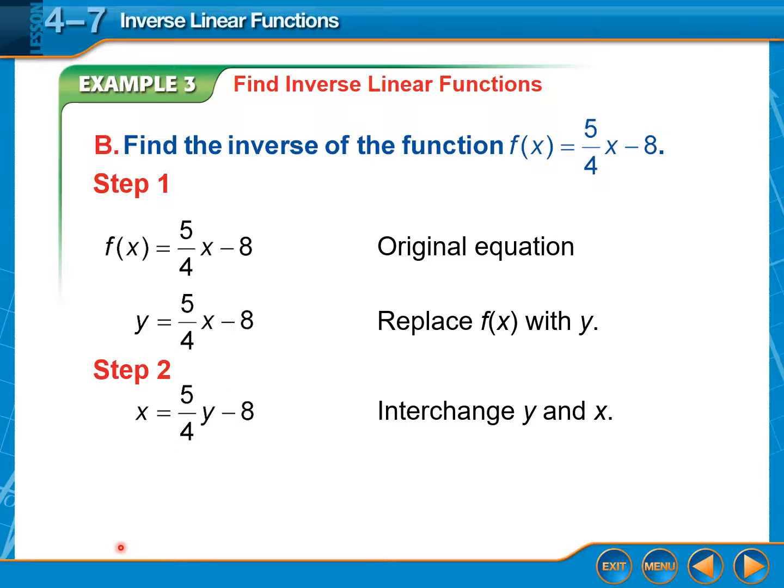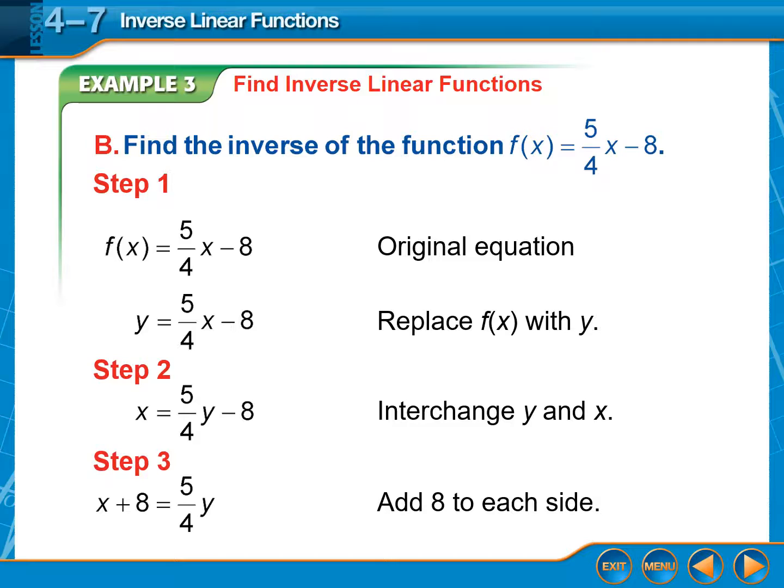All right, so step 1, add 8 to both sides. Since I'm taking away 8 from here, I need to put it back. I need to add 8 to this side, add 8 to the other side. So x equals 5 over 4 y minus 8 becomes x plus 8 equals 5 over 4 times y.